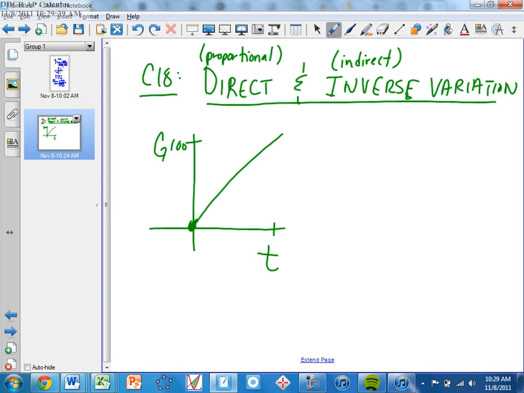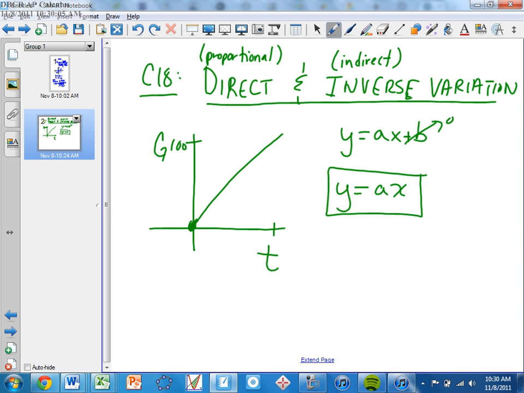So for a line, our standard form is y equals ax plus b. Now, what is the y-intercept in this case? It's 0. Very good. The y-intercept is 0 because it goes through the origin here. So there is no b value for direct relationships. The b value does not exist. So here, what we really have is this. Again, direct variation. The general equation is y equals a times x.